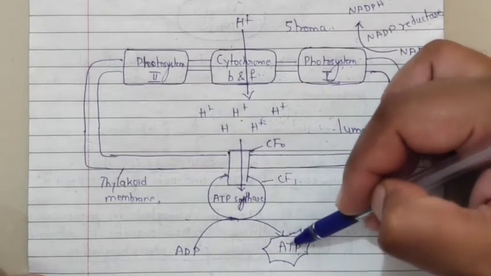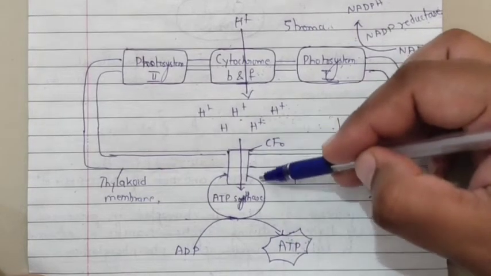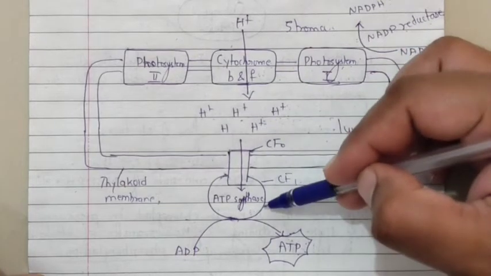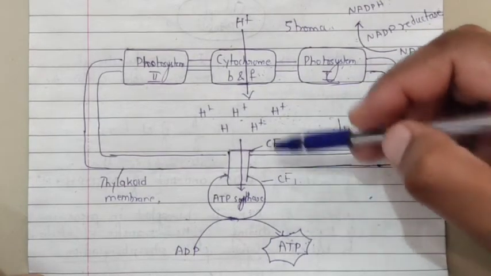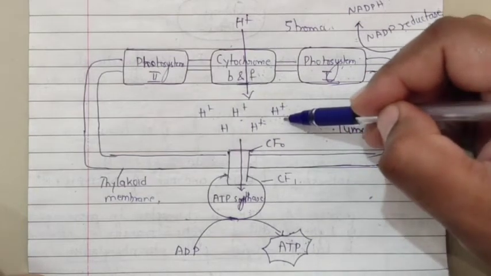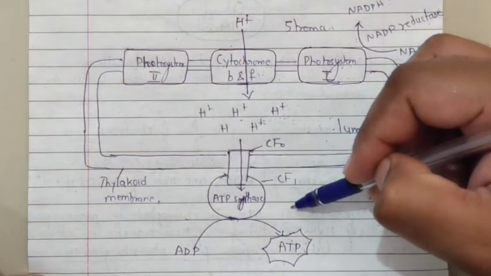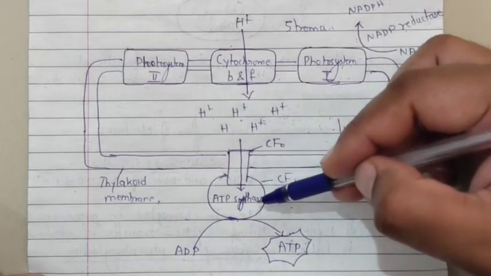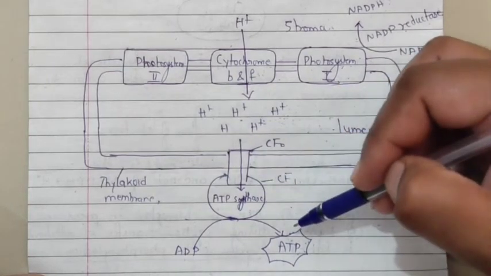Since the formation of ATP is due to the diffusion of the proton by the diffusion force similar to the osmosis. We know that there is a high concentration of proton in the lumen and there is a less concentration of proton in the stroma. So there is a diffusion force similar to the osmosis. So this process is referred to as chemiosmosis.